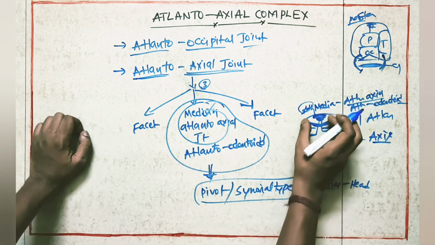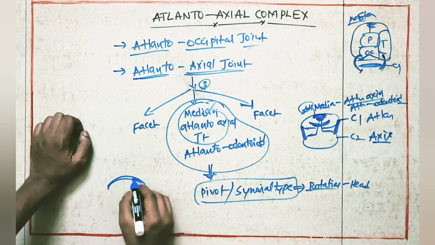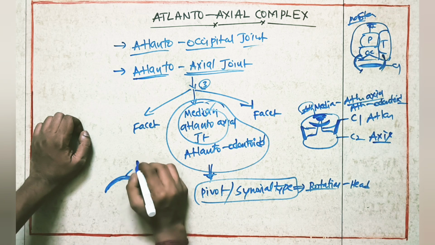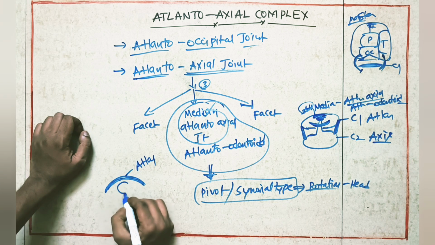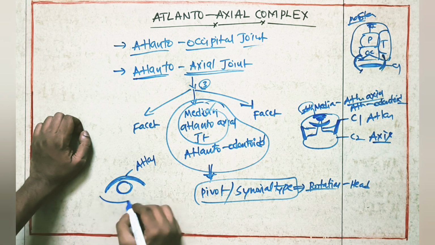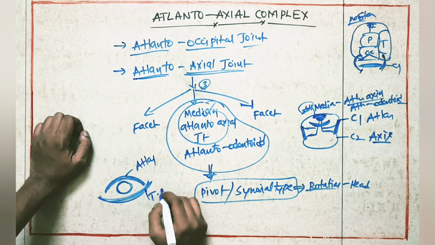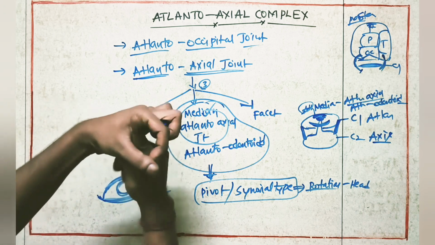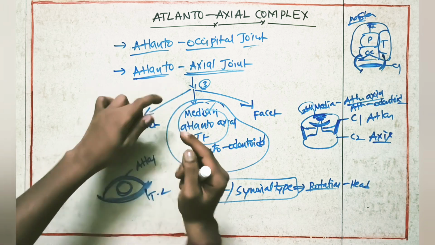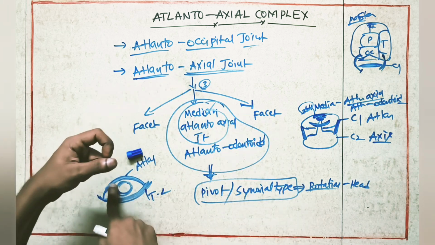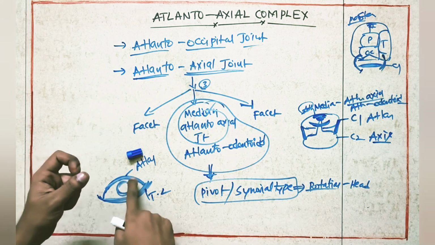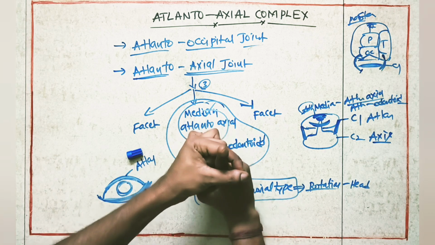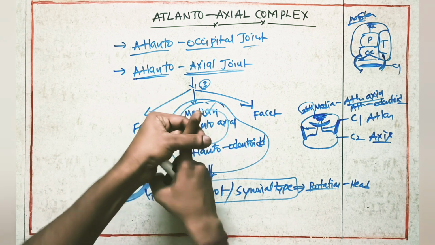How it will happen is this; we see posteriorly. Suppose this is the articular facet on the atlas. Here the dens will be there. The dens is covered by the transverse ligament. Between these two structures, the dens is going to move like this. So it is the exact example. This is the articular facet on the atlas, this is the transverse ligament, and in the middle the dens will be like this. So it will move like this.